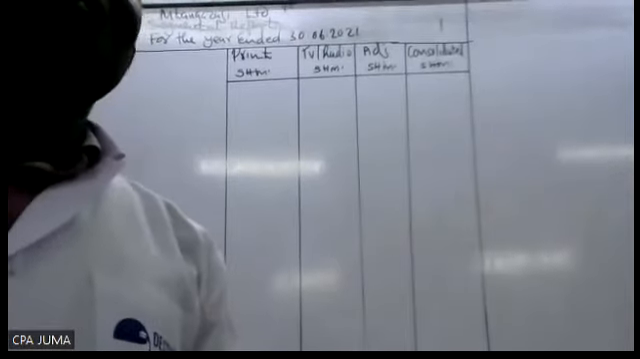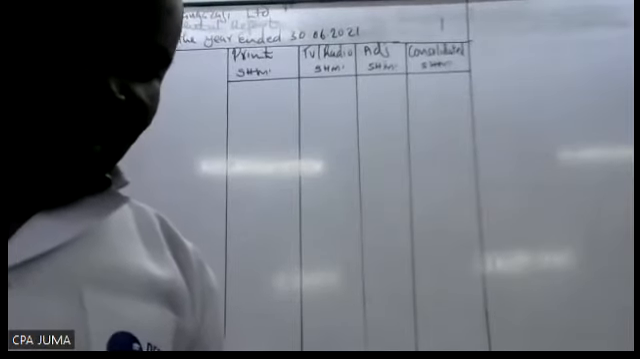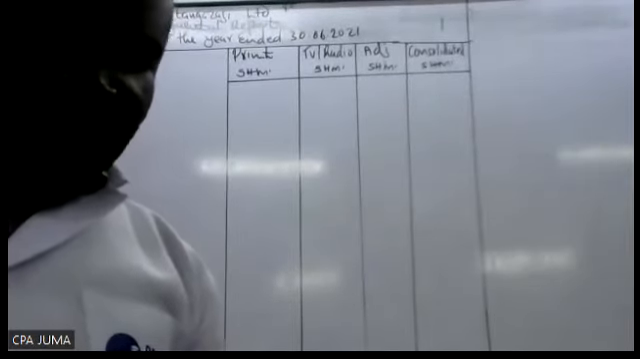Brian is asking whether an unallocated can also be a segment. Brian, an unallocated cannot be a segment. Unallocated are those items which are not specific to any segment.